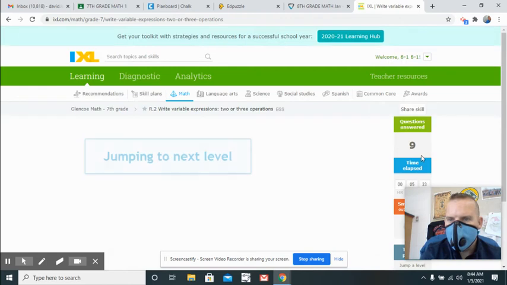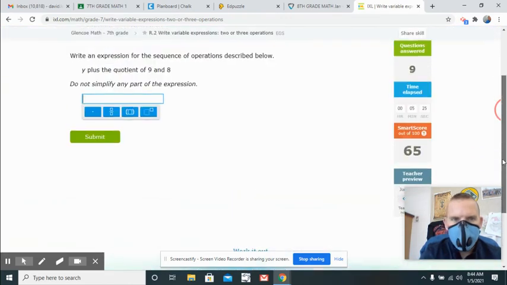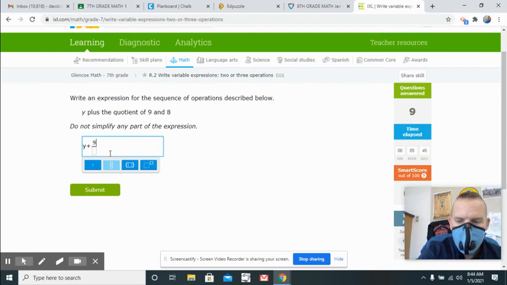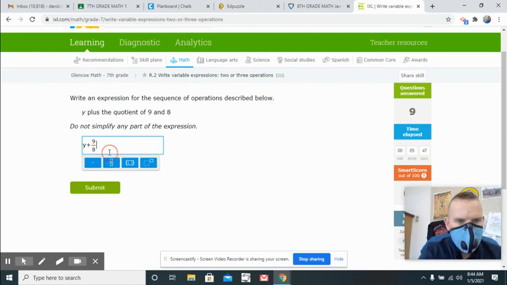All right, we're up to 53. Let's jump up a level. Y plus the quotient. Quotient means we're going to divide. So y, let's try this out, plus the quotient of 9 divided by 8.